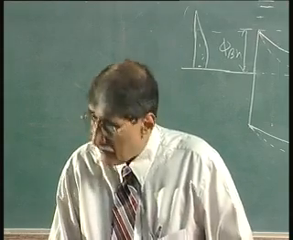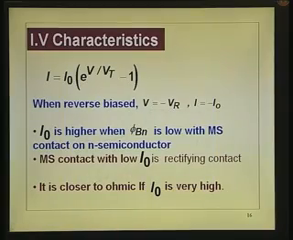And what is that phi bn? In fact, all this we have just said in the discussion now, that is I naught is that, and when V is negative, it is minus I naught. So, for an ohmic contact, I naught should be very high. That is what we saw.